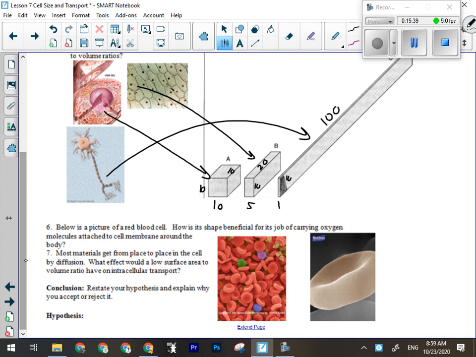If that shape is advantageous for their job, which is to carry oxygen on their surface, okay, around in your blood. And then number 7 is basically what we talked about at the beginning of the class. Okay, what effect would a low surface area to volume ratio have on intracellular transport? Would it work good? Basically, does it work good in a big cell, and why? Okay, or why not? And then for your conclusion, copy-paste hypothesis. Did our math work out? Okay, did it say what we thought? All right, okay, have at it.